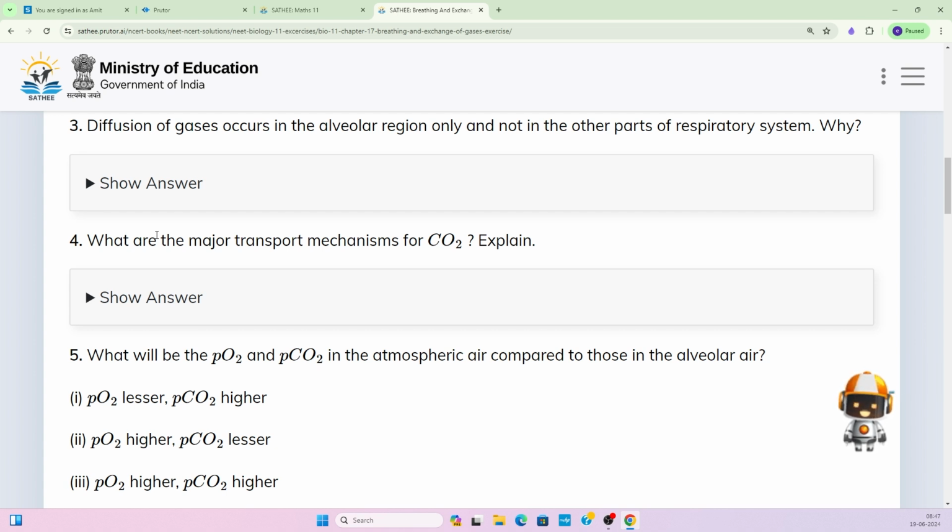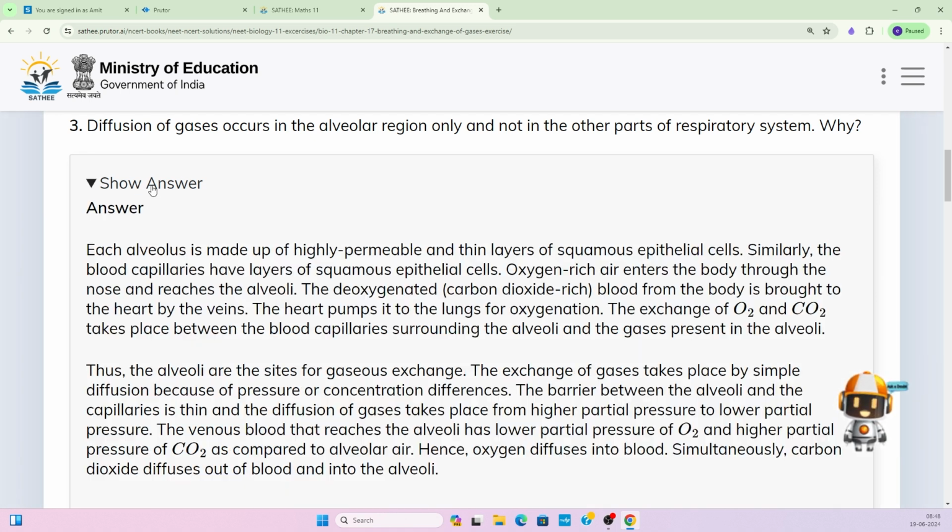And this alveolar region, you can say that it is a unit of the lungs where the gas exchange takes place, right? So diffusion of gases occurs in the alveolar region only and not in the other parts of the respiratory system. Why? You have to tell why. At this region only the exchange of gases takes place. So here comes the answer.